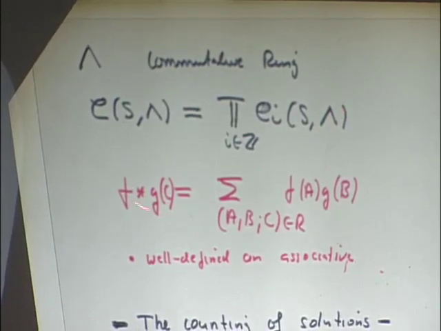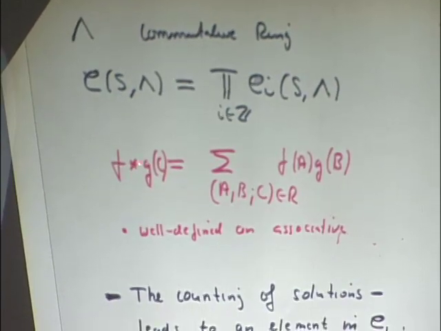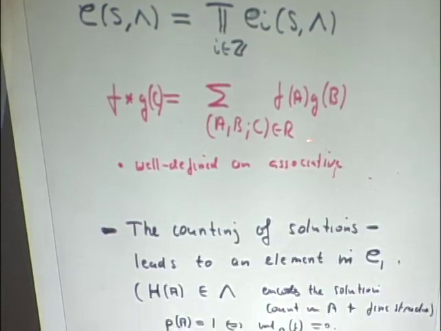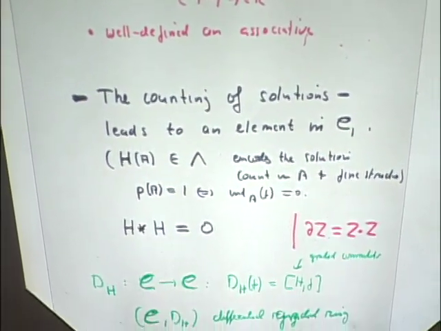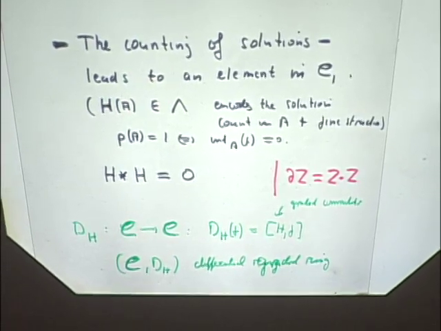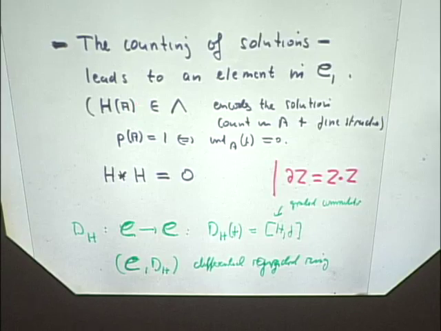So you define the star product of two functions on a letter C by just taking all those partitions which end at C. Since there are only finitely many degeneration sequences, the finite sum is well defined, and this axiom below actually gives associativity. Now the counting of solutions leads usually, at least in this simple picture, to an element in C1. So you count, for example, this could be Z, the integers, and H of A is the number of solutions in this component A counted with multiplicity. You could think of this.